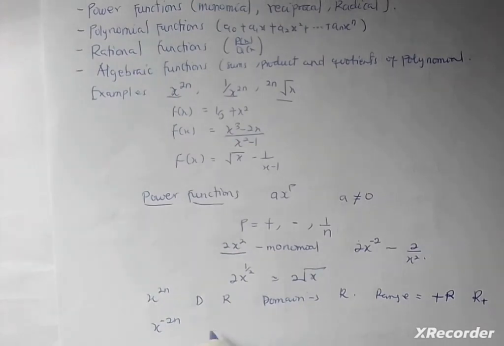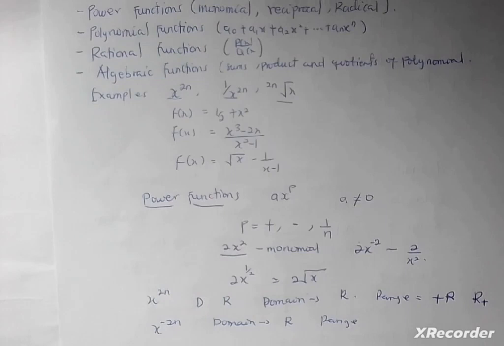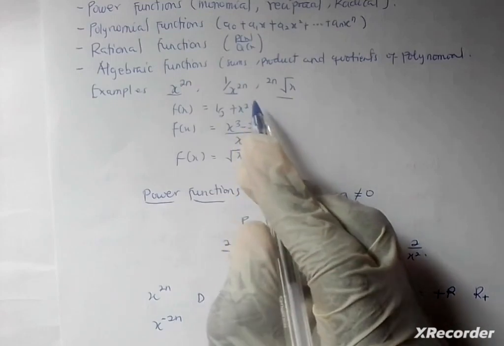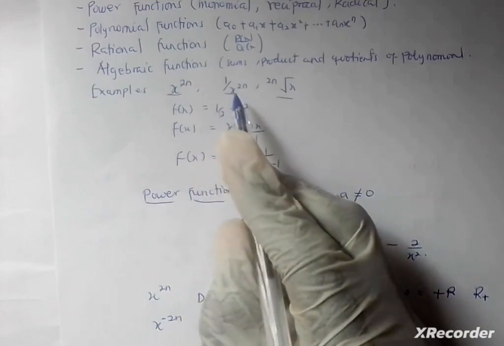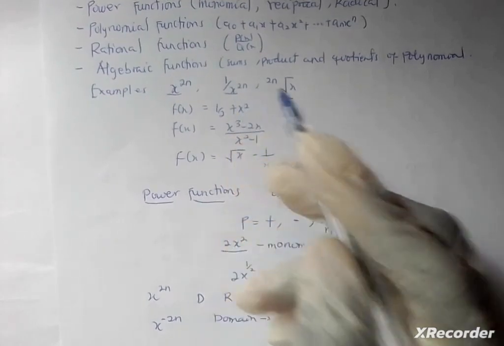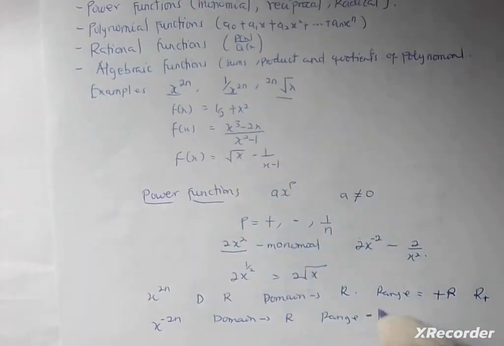Now, we can see that it can accept every real number. So our domain is simply all real numbers. What about the range? What will be the output of this function? So let's see. This is the same as 1 over x to the power 2n. So if you put any number here, we can never get a negative number. Everything will be positive. So our range will also be R plus. As simple as that.